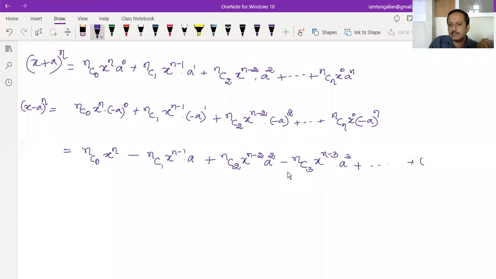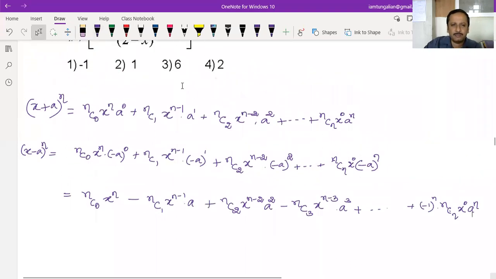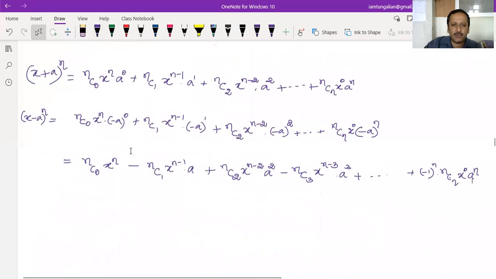Here I can write this as minus 1 to the power n into nCn x power 0 a power n. Okay. So if n is even, this last term will be positive. If n is odd, this last term will be negative. Okay. So in this problem, let me write the expansion of all these.